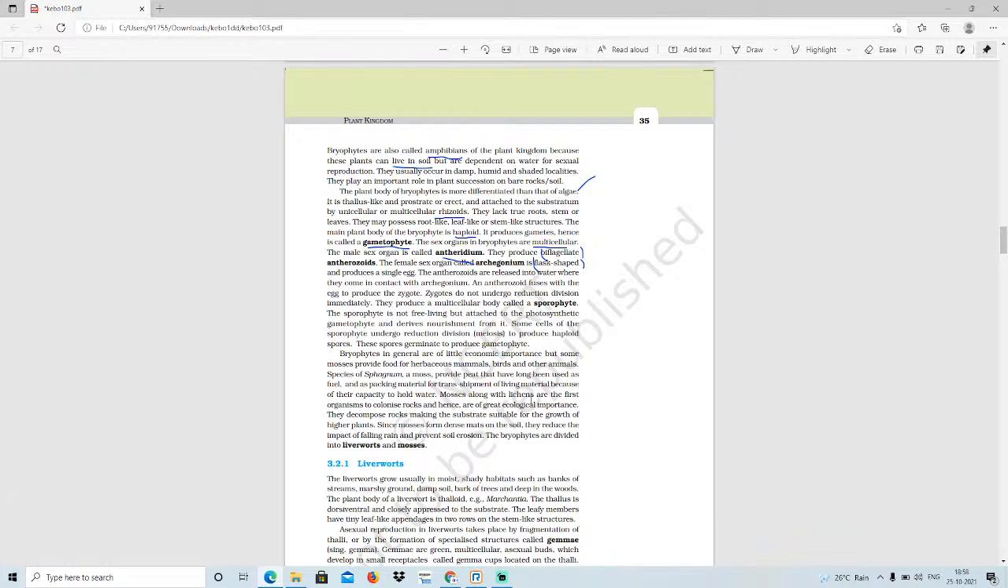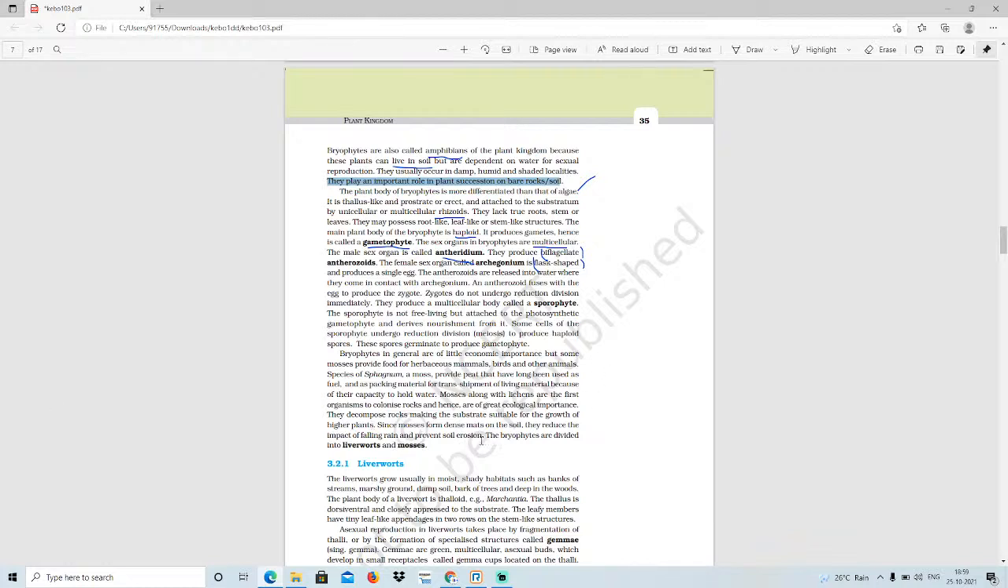Mosses along with lichens are the first organisms to colonize rocks and hence are of great ecological importance. This relates to plant succession on bare rocks. These plants can grow on rocks, and after they decompose and break the rocks, that substrate is suitable for the growth of other plants. So they are very important in succession. They convert rock that is incapable of supporting other plants into a substrate capable of it.